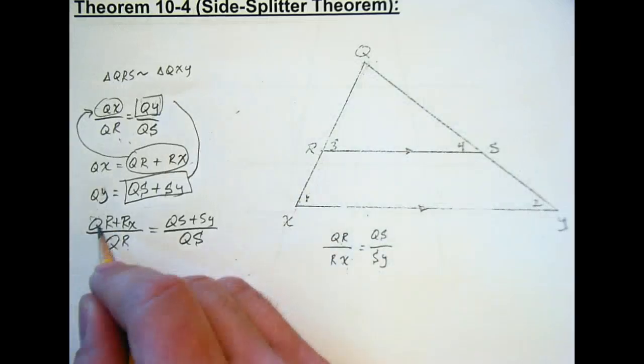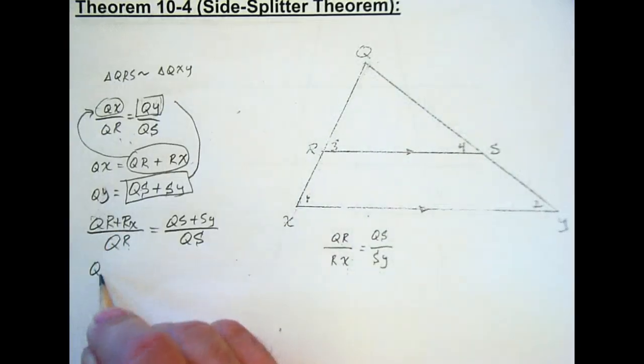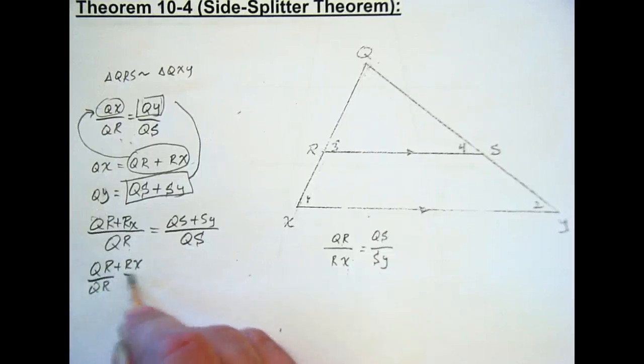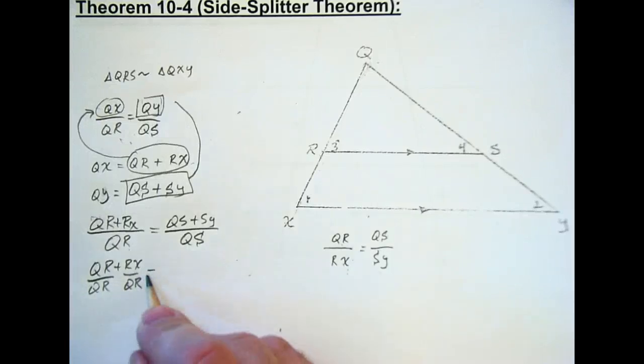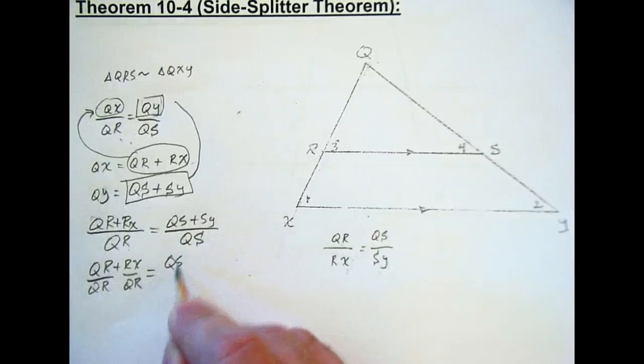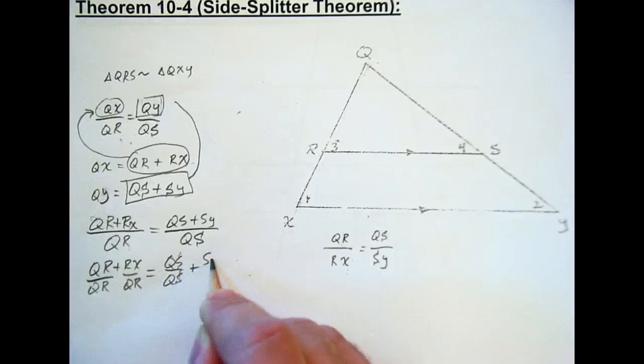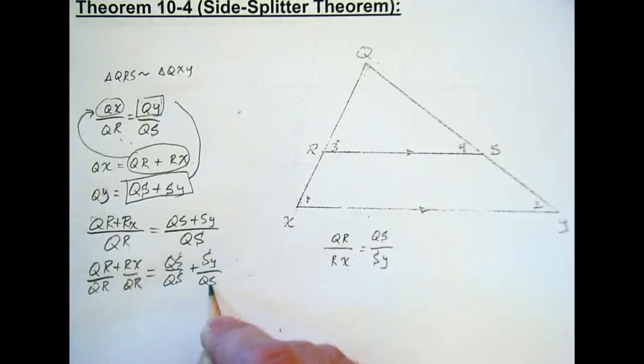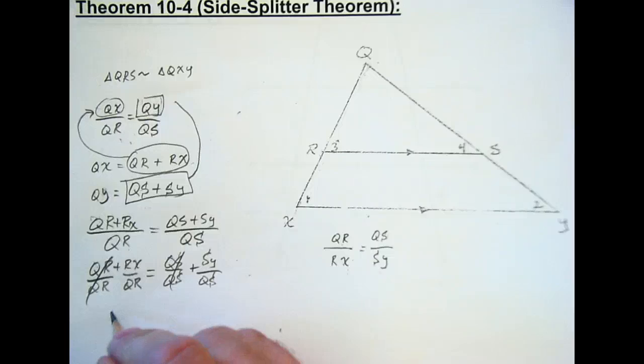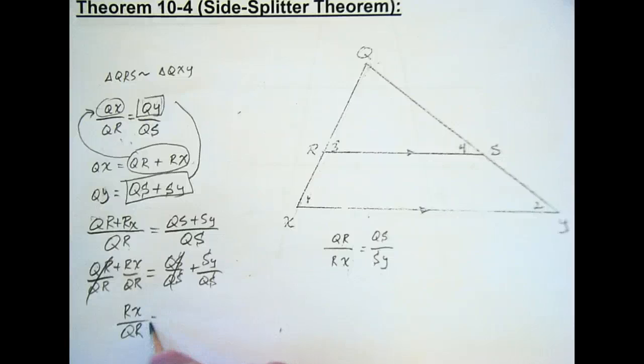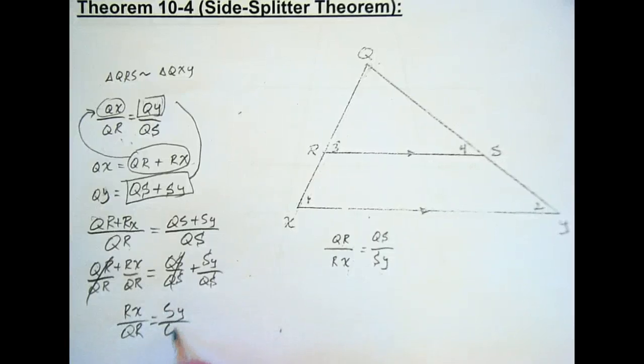Or think of it this way: QR plus RX over QR is the same thing as QR over QR plus RX over QR, each one has a QR. And then QS over QS plus SY over QS. And I heard some of you say, hey, you can cancel that. That's true. This becomes 1 and that becomes 1. We subtract 1 on each side, and we have RX over QR equals SY over QS.